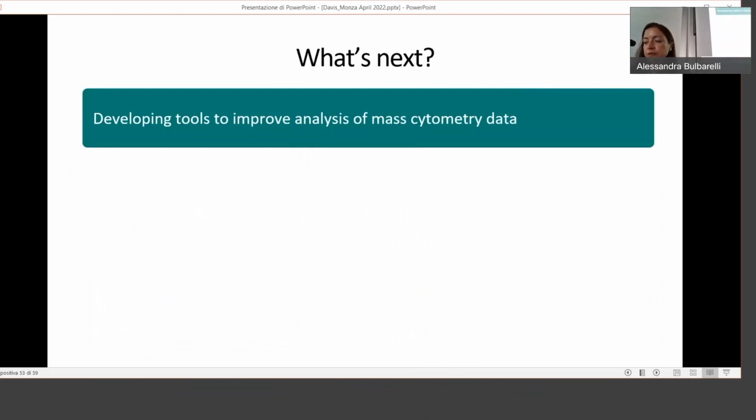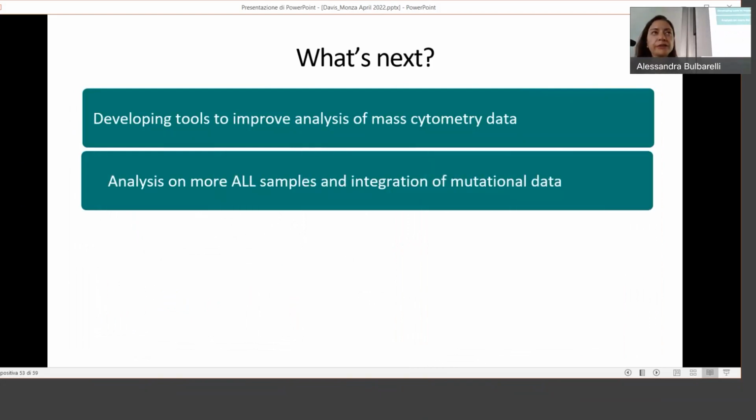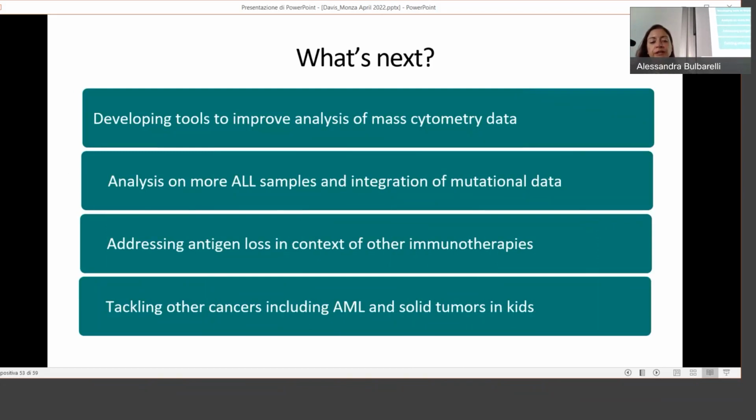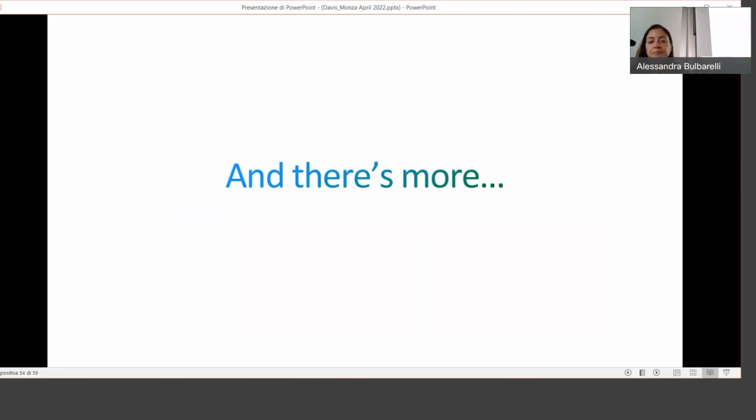We are also really interested in, of course, analysis of more ALL samples and types and integration of mutational data, because that's a really important part that we haven't touched upon yet. So how can we do that, using more multi-omics approaches? Also, expressing antigen loss in the context of other immunotherapies. We have a project also starting out looking at CD22 loss after CD22 CAR. And then, of course, tackling other cancers, including AML and solid tumors in kids.